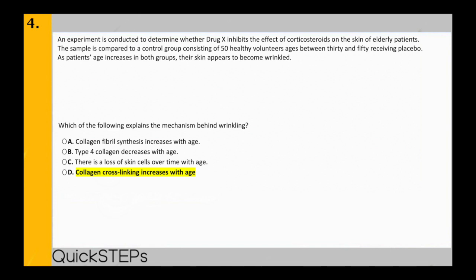So, two big takeaways from this question are that the collagen fibril synthesis decreases with an increase in age, and collagen cross-linking increases with an increase in age.